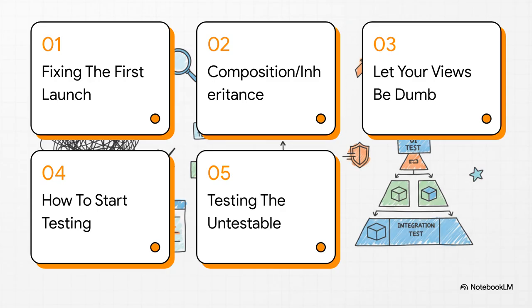First, we'll tackle a really sneaky bug that loses data when a user first launches your app. Then we'll get into a big architectural idea, composition over inheritance. We'll talk about why you should let your views be dumb. It's a good thing, I promise. And finally, we'll map out a realistic strategy for how to actually start testing, and even how to test the code that feels completely untestable.